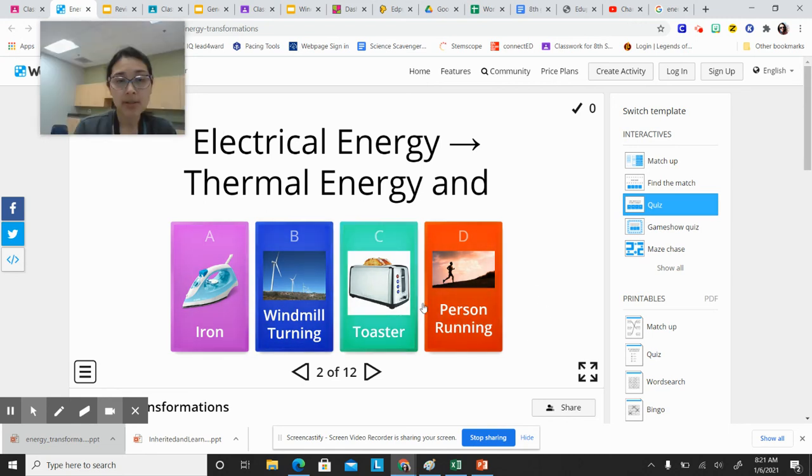Your assignment is to go to this website, play 2 of these games, and then do the quiz. Take a screenshot of your quiz score and attach it to your assignment, and then you can turn it in. Make sure you've done your do now in your notebook, and make sure you've done your exit ticket in your notebook. Alrighty.